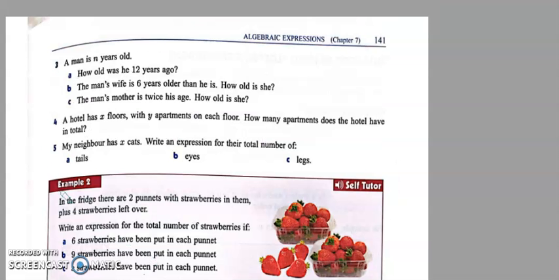So there are 3 more questions, question 3, 4 and 5 in the same exercise. A man is n years old. How old was he 12 years ago? Right now he is n years, so 12 years ago he was n minus 12. In a similar way, you will answer all these questions in your homework and send them to me.